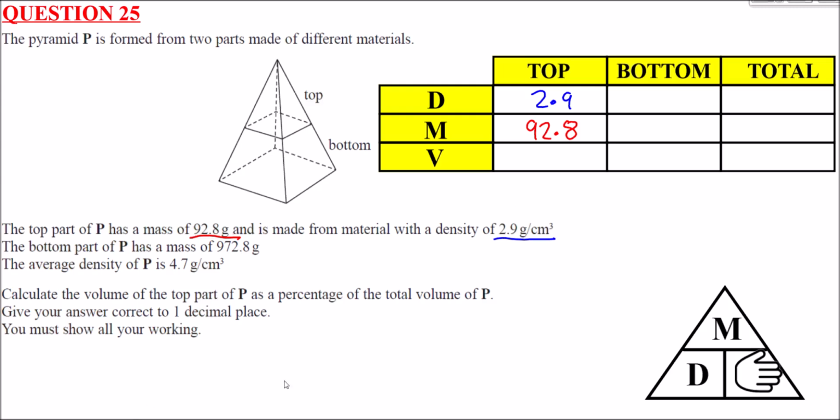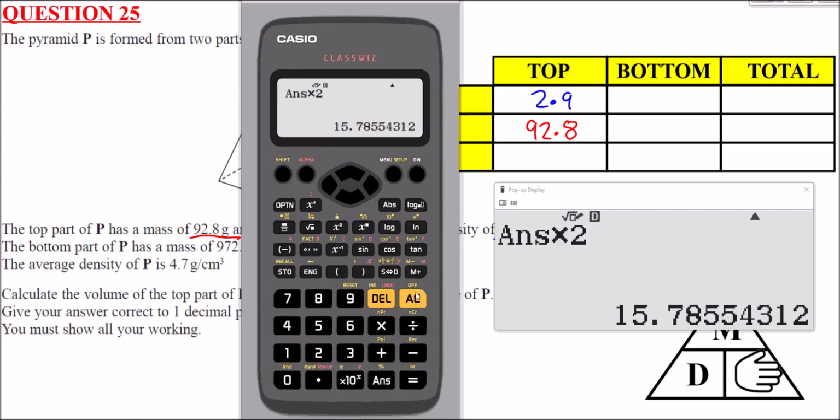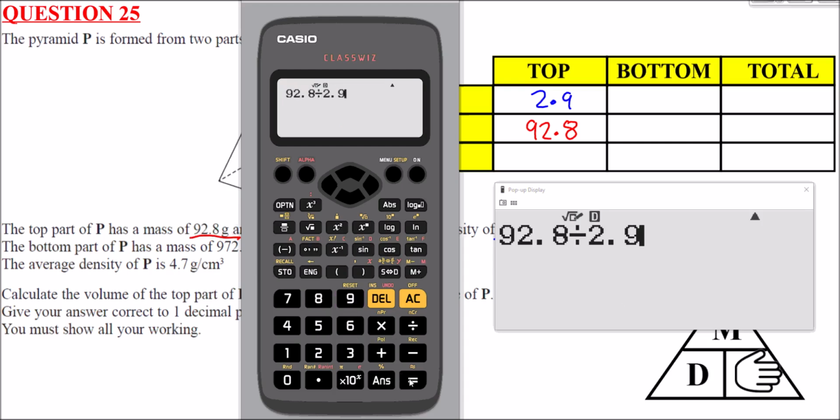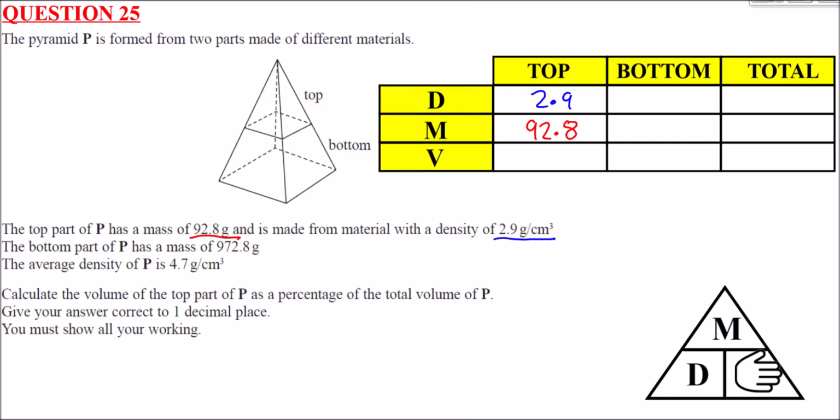So let's calculate this first. 92.8 divided by 2.9 tells us that the volume of the top is going to be 32. Now let's see what else we can fill in. So down here it says that the bottom part of P has a mass of 972.8. So the bottom's mass is 972.8. I can now work out the total mass.